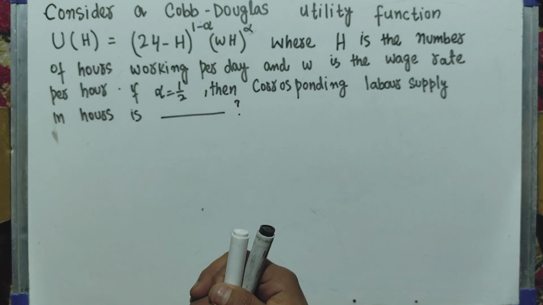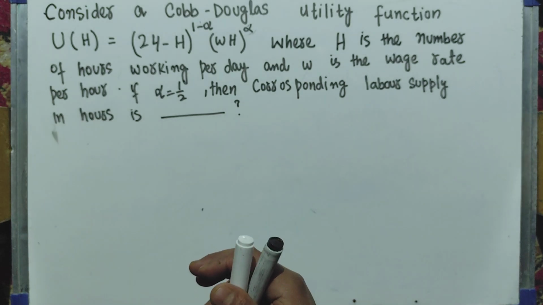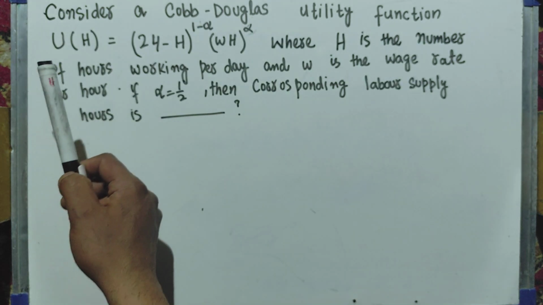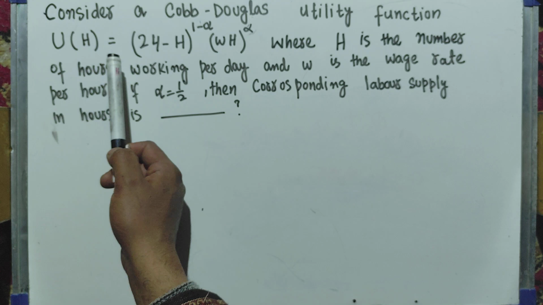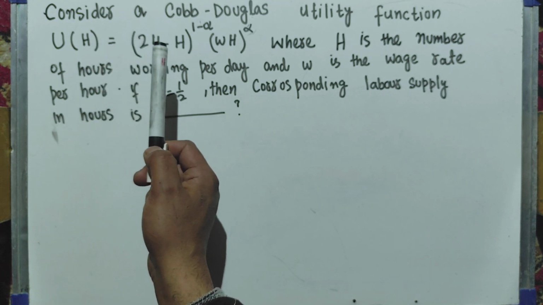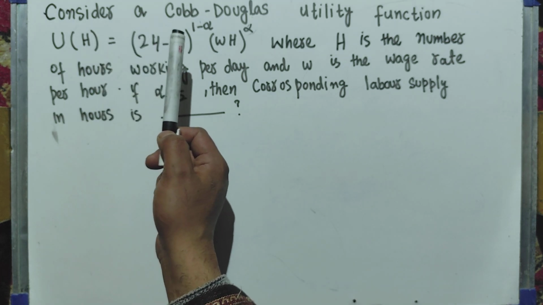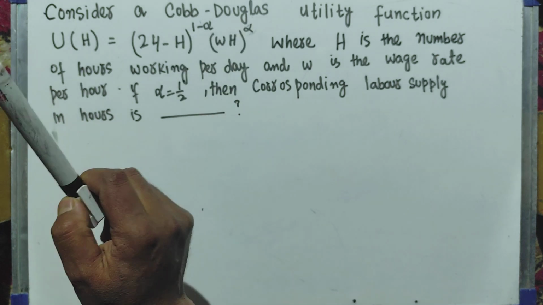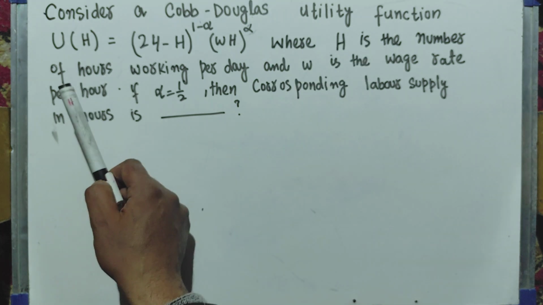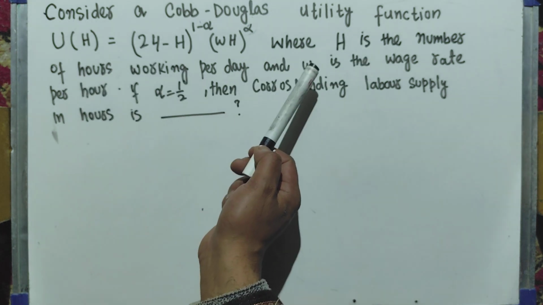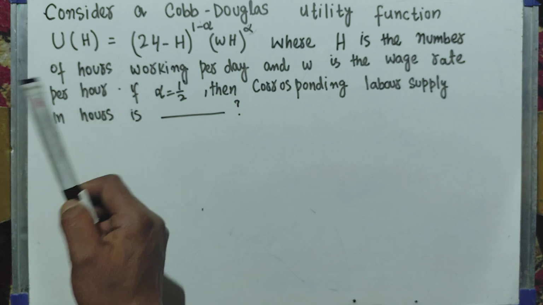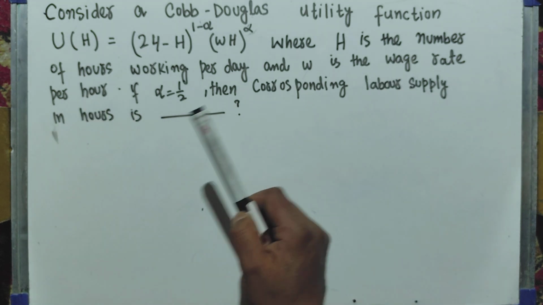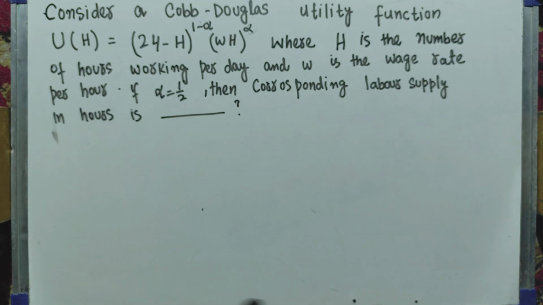In this video, we will solve a question on the work-leisure model. The question is: consider a Cobb-Douglas utility function. That is, utility is a function of h, which is equal to (24 minus h) raised to the power 1 minus alpha, times w times h raised to the power alpha, where h is the number of hours working per day and w is the wage rate per hour. If alpha is equal to 1 upon 2, then we need to find out the corresponding labor supply in hours.